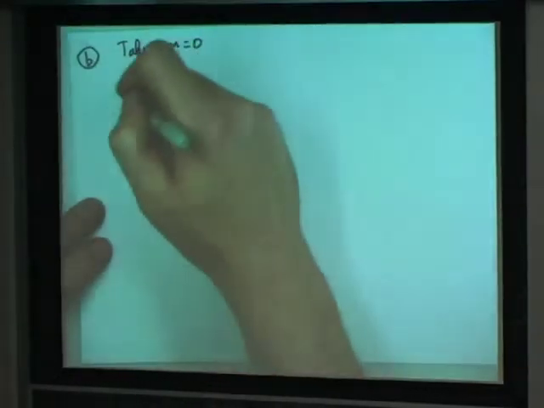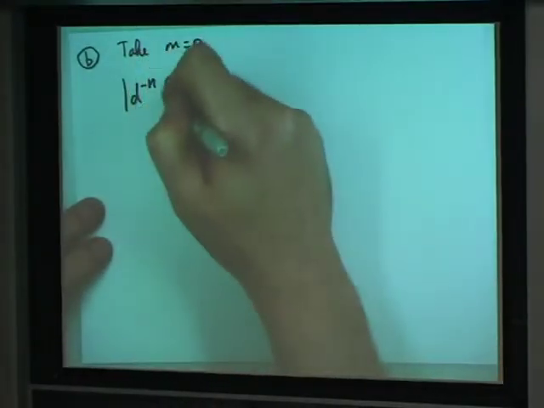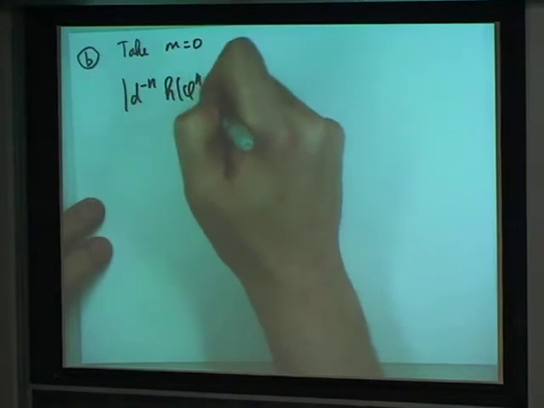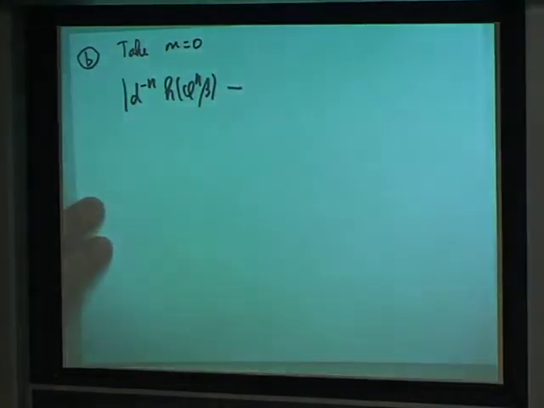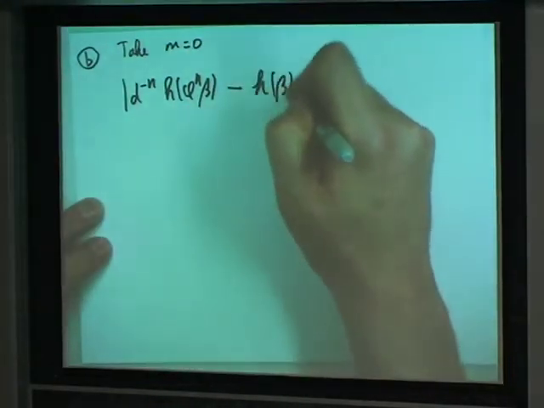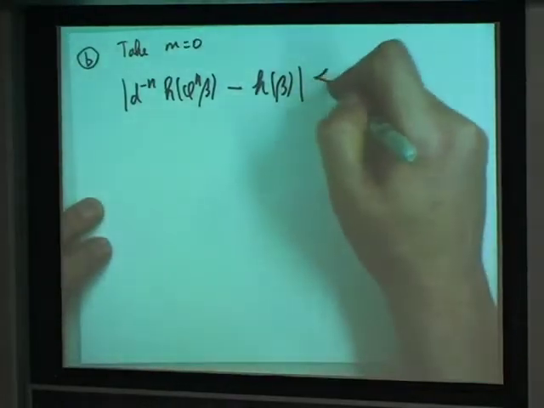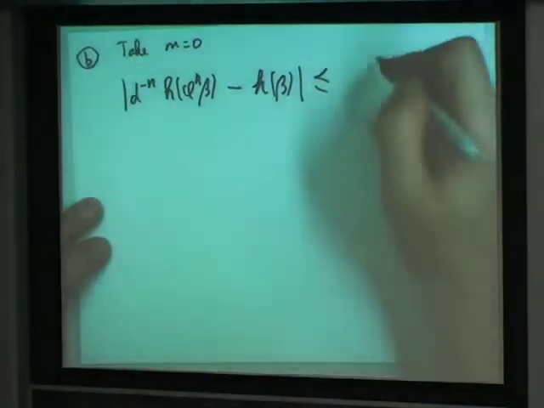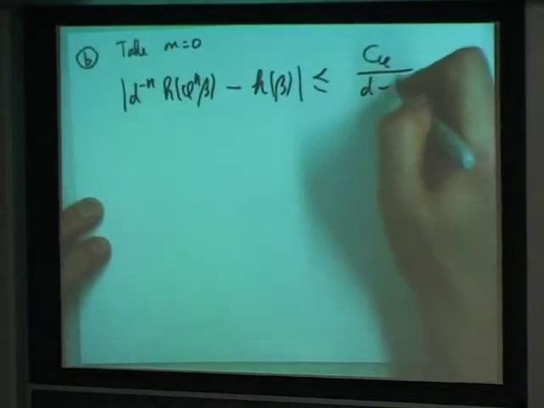Okay, so it's legitimate. So what I get is that d to the minus n, the height of phi to the n beta, minus, well, when m is 0, I just get the height of beta. And on the other side, when m equals 0, I just get this constant over d minus 1. So the constant.